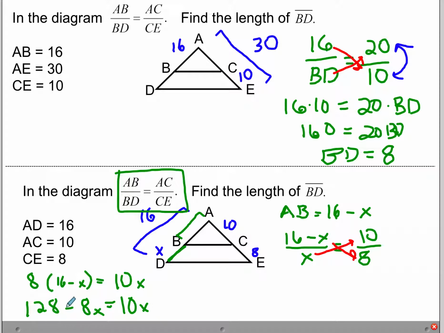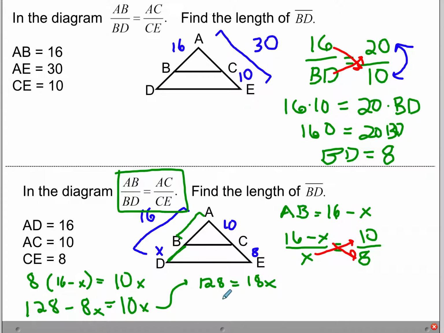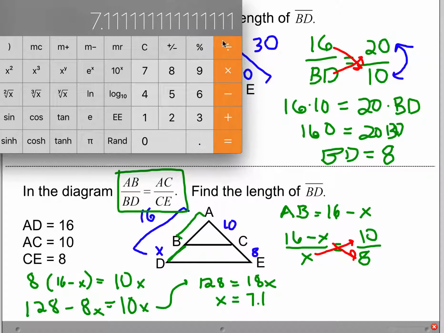Now I need to collect like terms, so I'm going to add 8x to both sides to get this over here. And what we would have is 128 equals 18x. So in order to find x, I need to divide both sides by 18. So I need to divide 128 by 18, and I get that x is 7.1 repeating. Did I do that right? Let me just double check real quick. Yeah. Okay, very good.